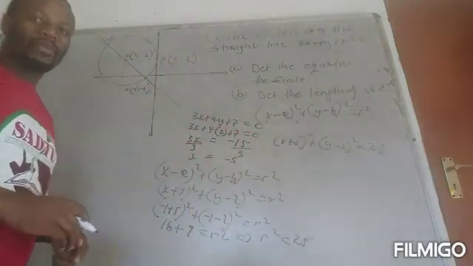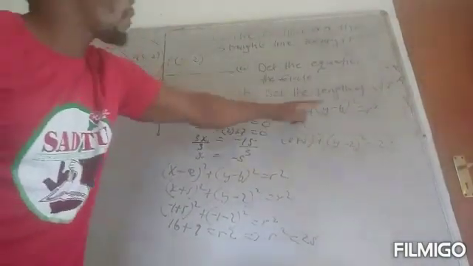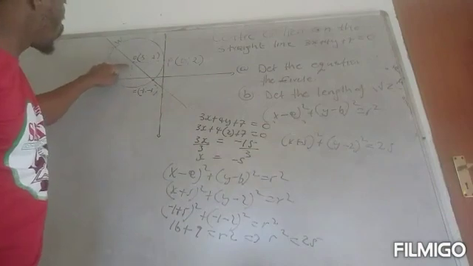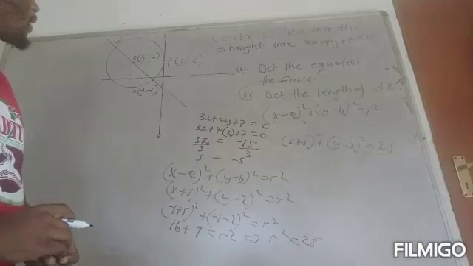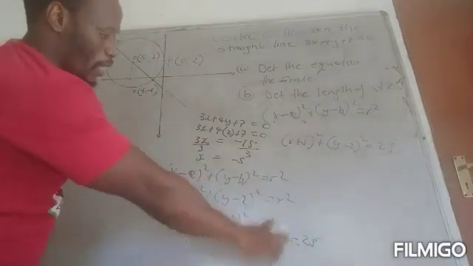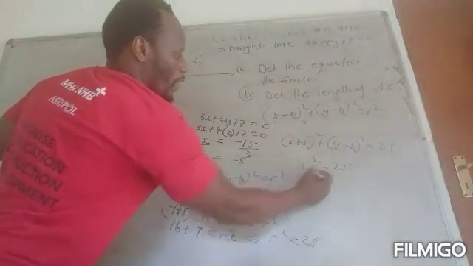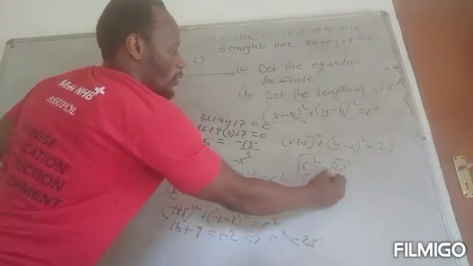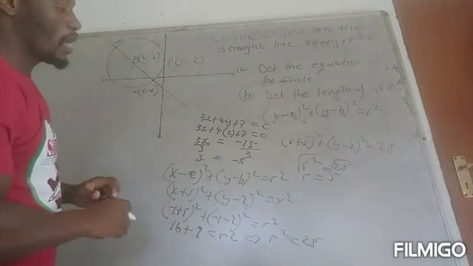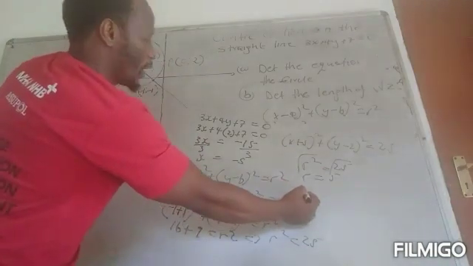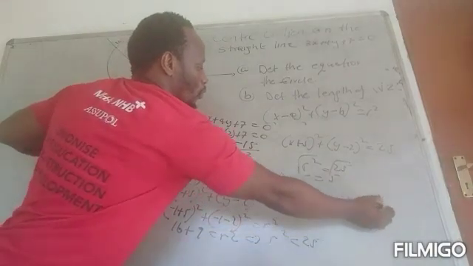Then next question: determine the length of WZ, which means determine the diameter of the circle. Fortunately, we have r² = 25, so the radius is r = 5. The diameter is twice the radius, so our diameter WZ is equal to 2 times 5, which is 10.